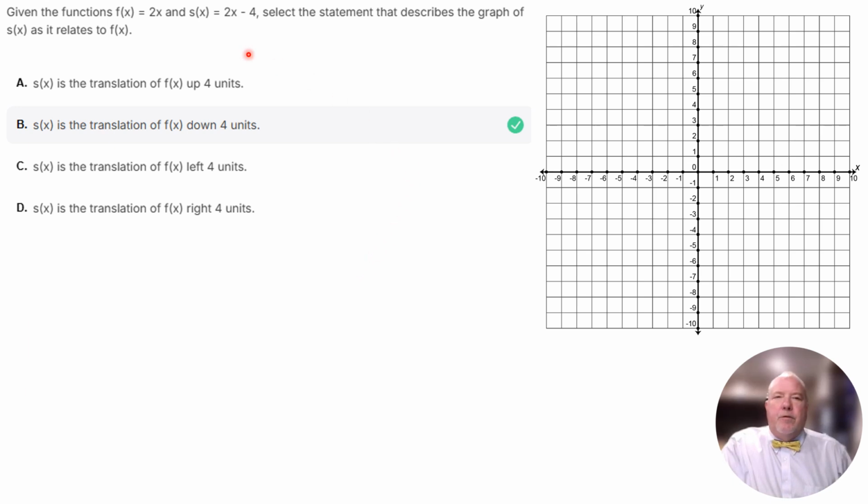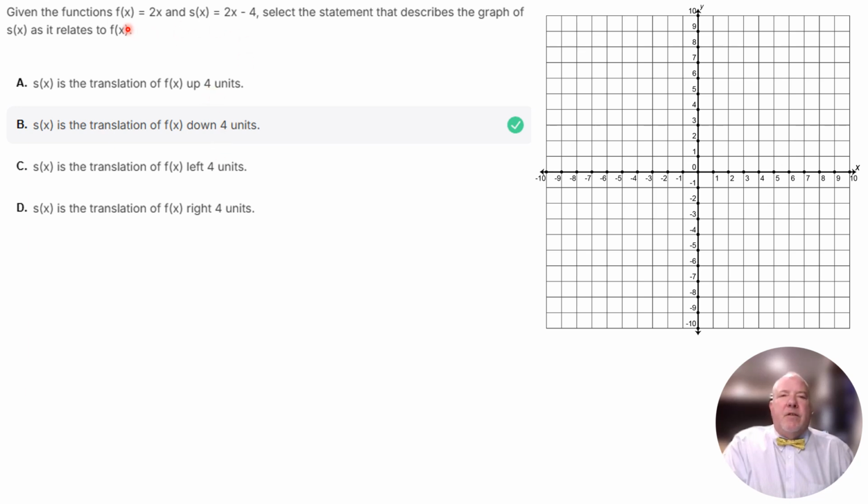So we're given two functions here. We're asked to select the statement that describes the graph of s of x as it relates to f of x. And if we look at the answers here, they're talking about translation. So that has to do with moving the graph. And so one of them says the graph is moved up 4 units. One of them says the graph is moved down. And then we have the left and the right.